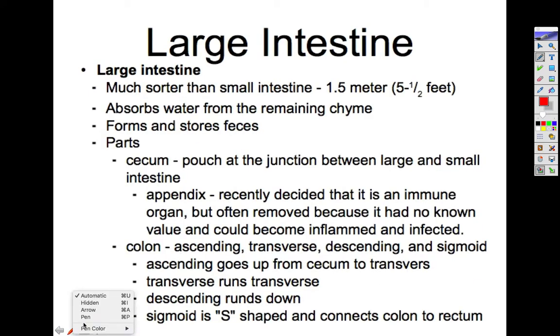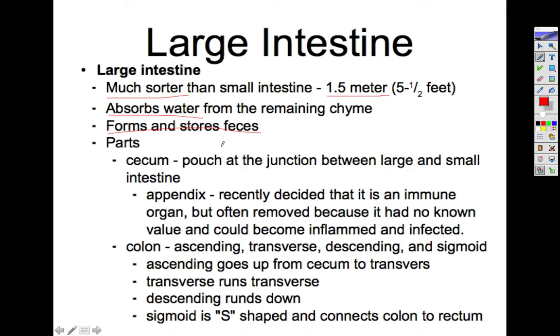After your small intestine, you have your large intestine. This is much shorter, so it's large. We call it the large because it's much bigger in diameter. But it's only 1.5 meters in length, or 5.5 feet, as opposed to 19 feet, my apologies. So your small intestine absorbs nutrients and minerals. Your large intestine absorbs water. So this is where you absorb and take up water into your body so you don't dehydrate. And then the remaining part of the chyme that travels down forms your feces.